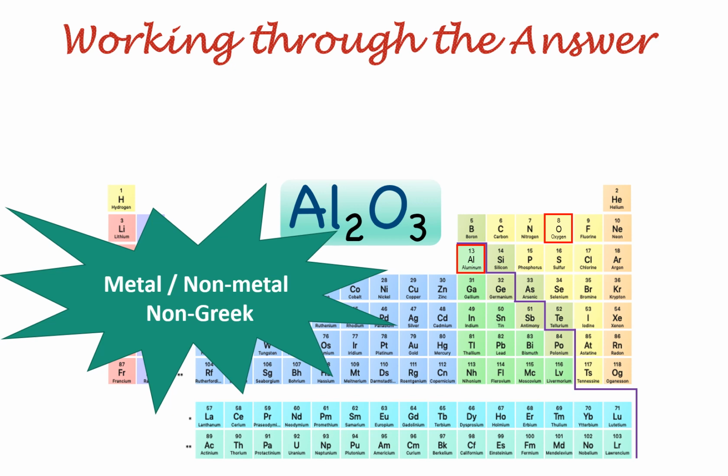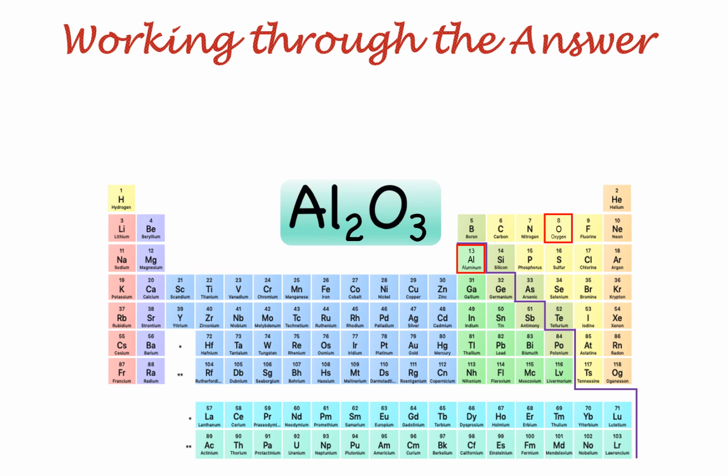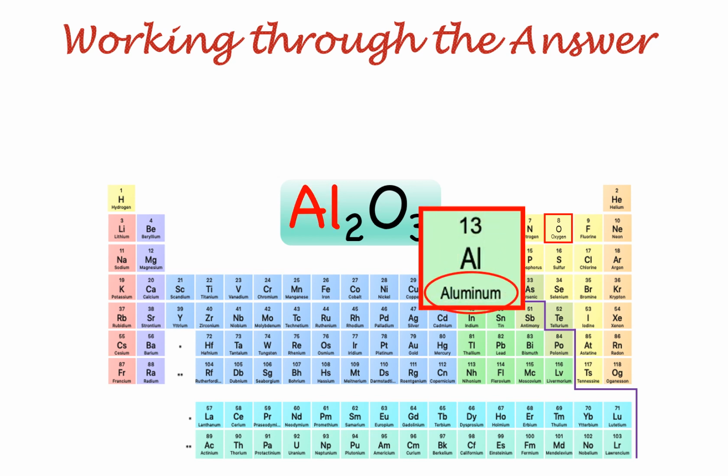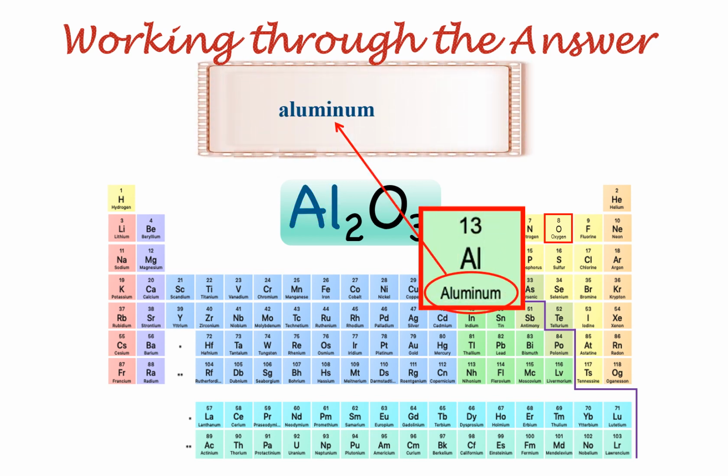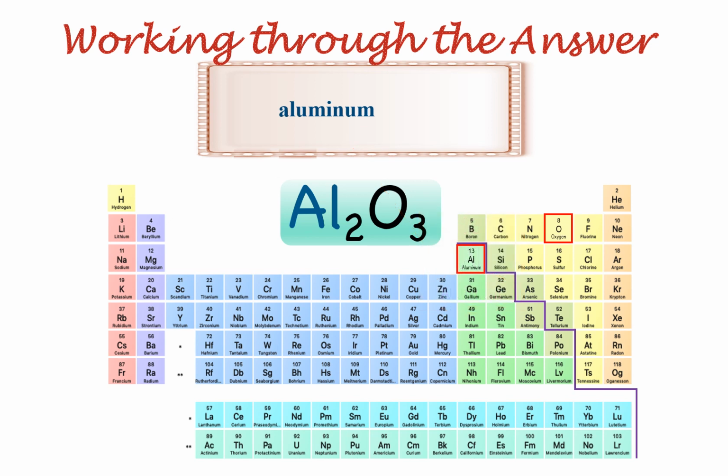With this information in mind, we can start constructing the name. As the first element, the name aluminum will stay the same. We note that there are 2 atoms of aluminum, but because this is a metal-nonmetal compound, there will be no Greek prefixes. The name leaves out the numbers, and the first name in the compound is aluminum.